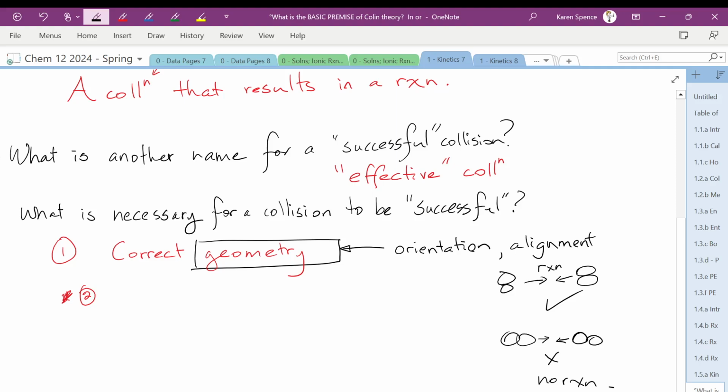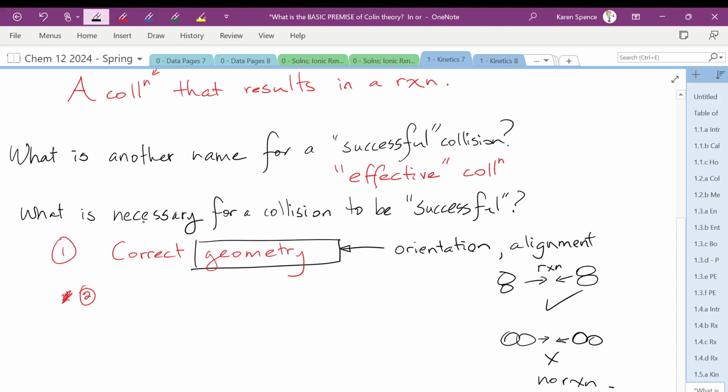All right, correct geometry. What else is necessary for a collision to be successful? Yes? Direction. You almost could, but direction tends to mean like I'm moving this way or I'm moving that way, as opposed to this one's oriented this way, this one's oriented this way. So I would like one of those other 3 words probably, but good question, okay? All right, so we have our correct geometry. What is the other thing necessary for a successful collision?